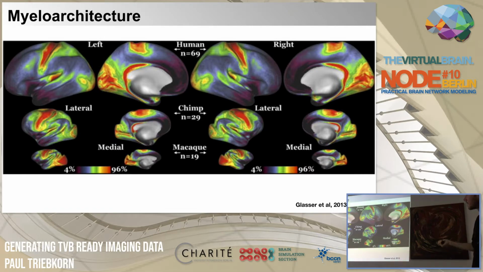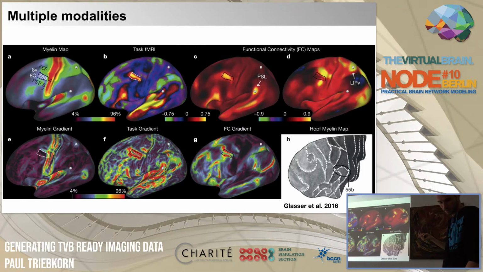What's shown here is a chimp and a macaque, and what Glasser showed is that this myelin can be used to identify homologous regions across species. They also have their sensory motor areas and visual cortex highly myelinated, and so on. So we can use myeloarchitecture for estimating region boundaries. This is one thing.